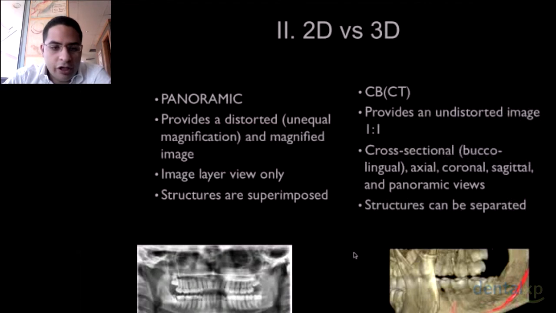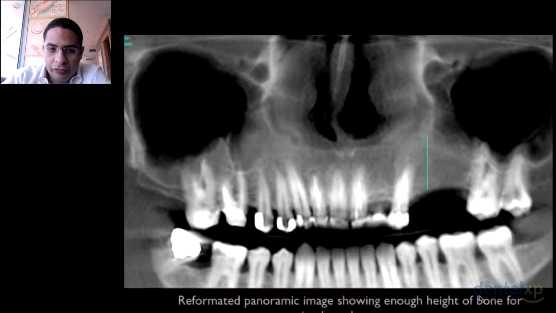In the panoramic, we have a layer view only. You see these structures are superimposed to each other, while in the 3D imaging modalities, like here, we were able to do a 3D reconstruction, and even we can go closer and we can take cross sections, axial, coronal, and sagittal. Like this is an example to illustrate the difference between 2D and 3D imaging.